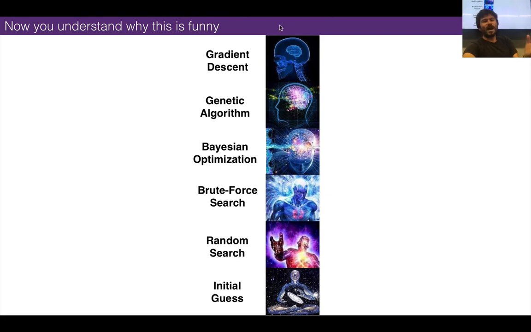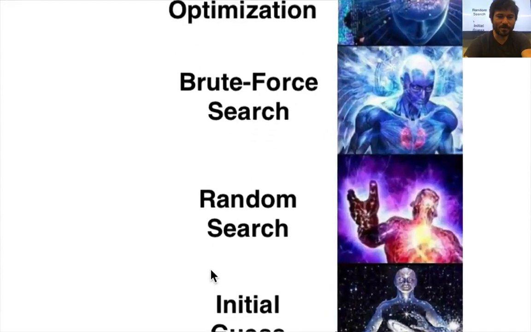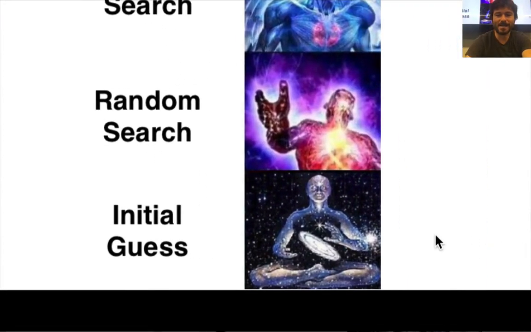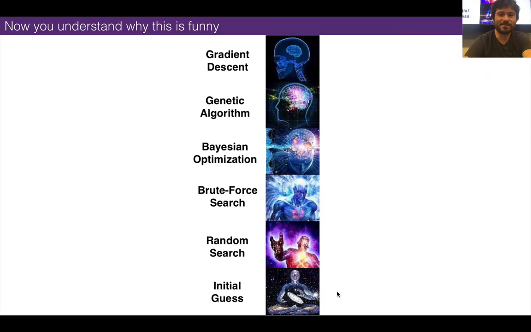So I have an idea to train a neural network. Gradient descent. That's your first thought. But then, wait a minute, maybe genetic algorithm is even better. Or Bayesian optimization. Or brute force search, which just means that you try every possible guess. Or random search, or of course, you're the master of the universe if you can train a neural network by making a guess and it being correct. So I thought it was funny.